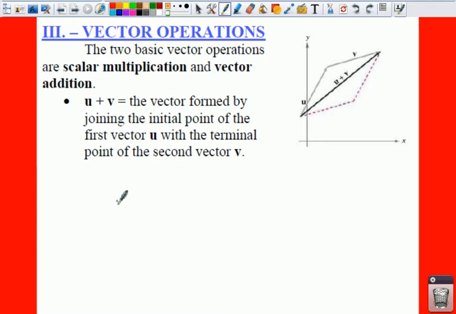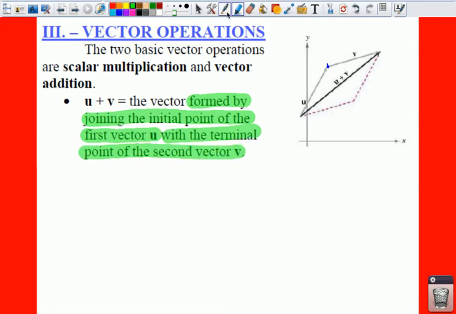Vector addition, this is actually pretty simple. So what you need to look at is this little picture over here. We have our vector u that goes in this direction. Then you have a vector v that goes to the right. So at the end of u, you start with a vector v, which starts at the tip of u, and then it goes off in this direction. Well, if we were to combine those two, and we have our vector addition, the vector addition is formed by joining the initial point of your first vector with the terminal point of your second vector.